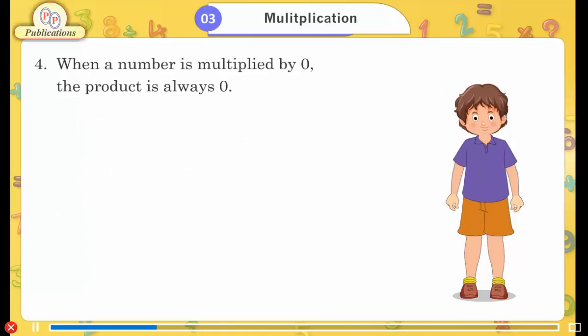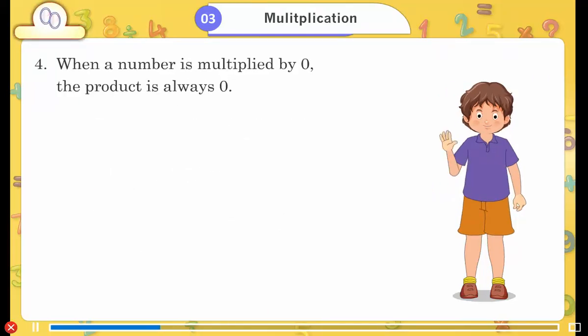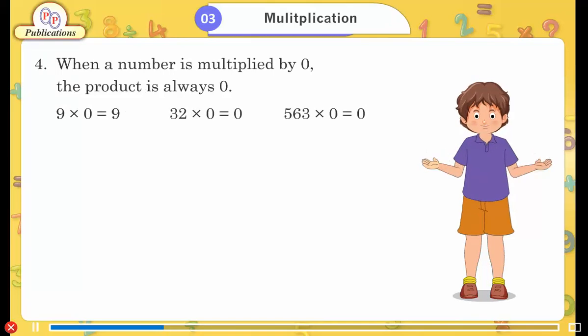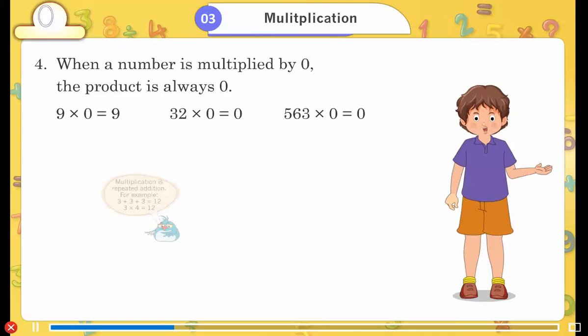4. When a number is multiplied by 0, the product is always 0. 9 × 0 = 0. 32 × 0 = 0. 563 × 0 = 0.